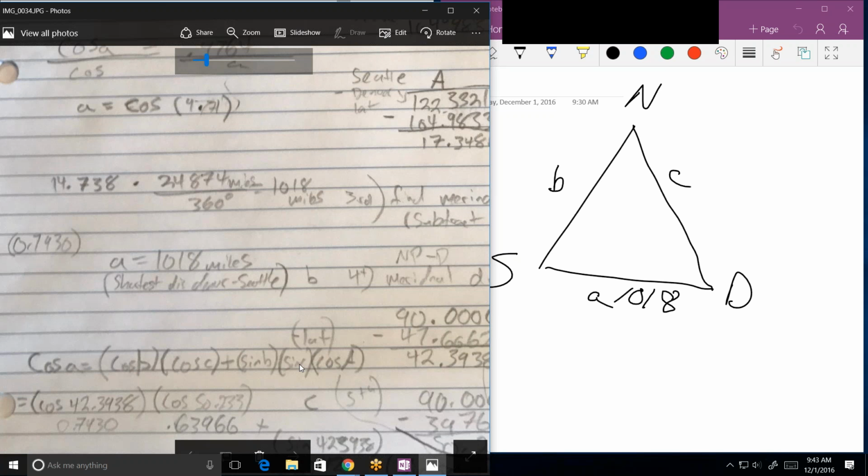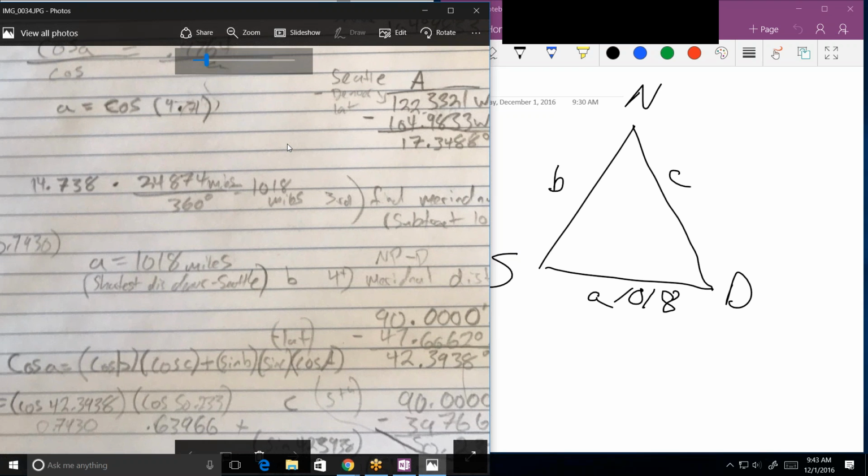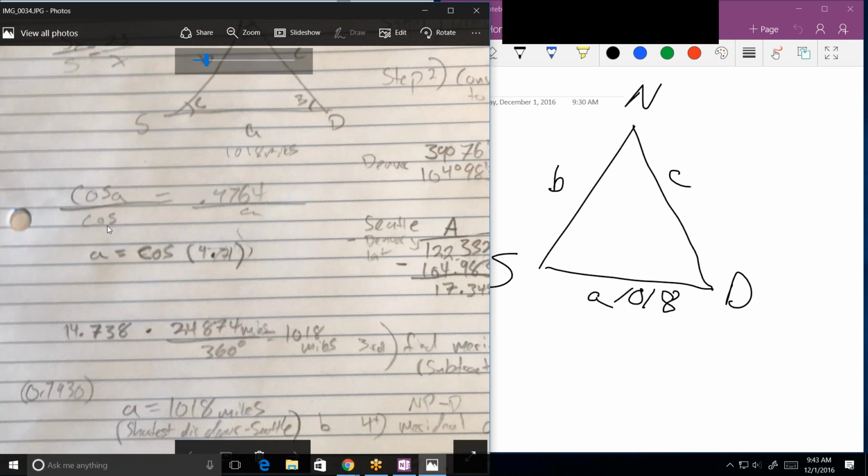Yeah, so my formula read pretty much, just to break it down, it went cosine A equals cosine B times cosine C plus sine B times sine C times cosine A. And that's the formula. Here's the problem. Well, I'm not familiar with this formula. And in fact, I'm not familiar with this cosine divided by cosine.